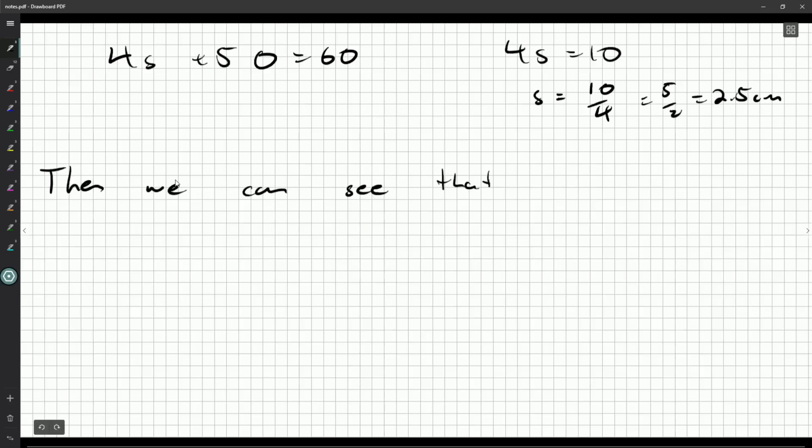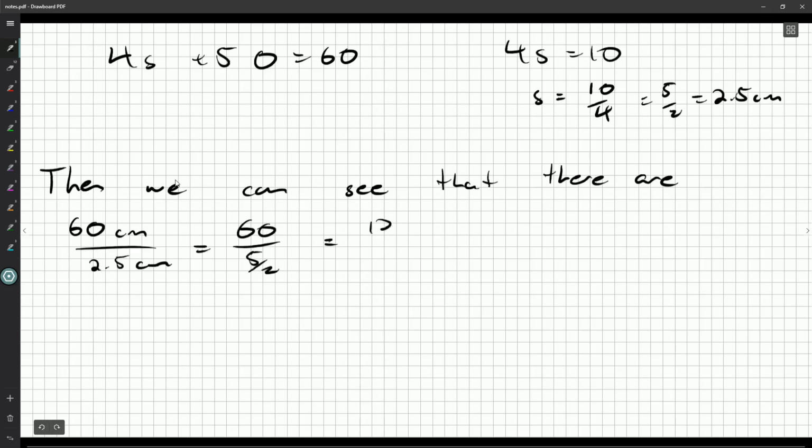We're going to use that. Okay. So then we can see that there are 60 centimeters over 2.5 centimeters, which should be 60 over 5 halves, so 120 over 5, so 24 shaded squares along a side.